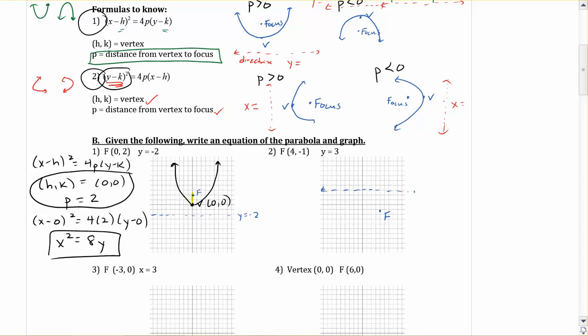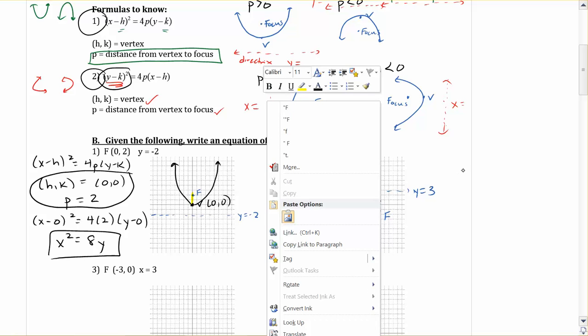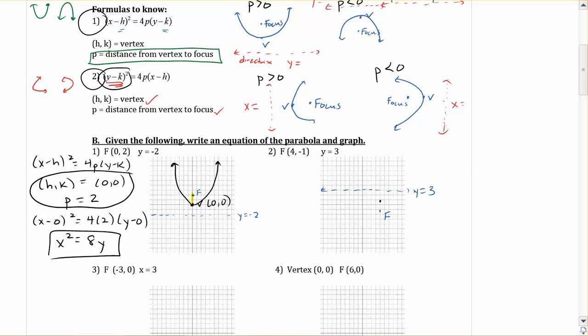So because I know what my directrix and my focus are, and I know this is y equals 3, I need to find my vertex, which is going to be equidistant from those 2 points. So I'm going to go back to black. If I look here, I'm going to say 1, 2, 3, 4. That's 4 units away. So if I go 2 units away, this is going to have to be my vertex. So this point here is going to be my vertex. And let me write down the coordinates. It's going to be 4, 1.